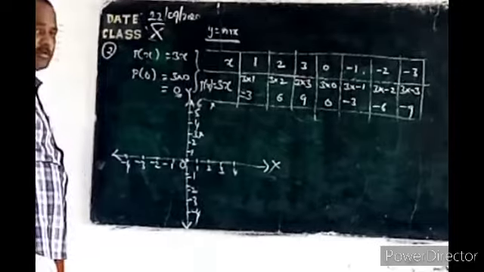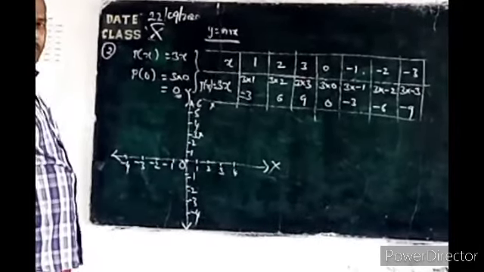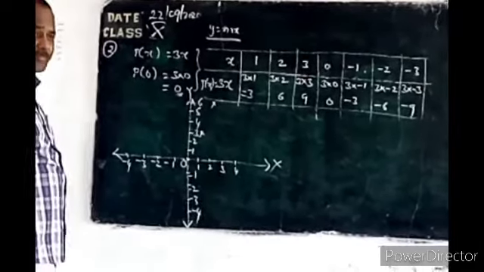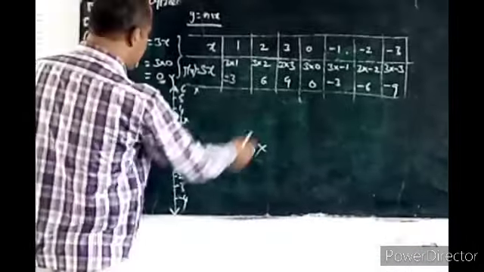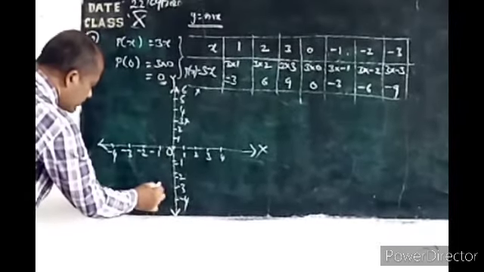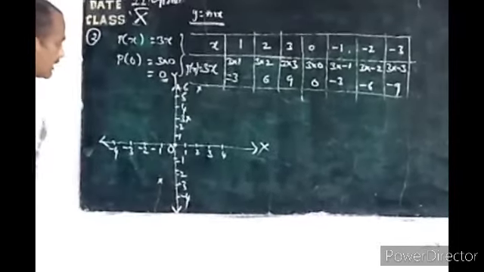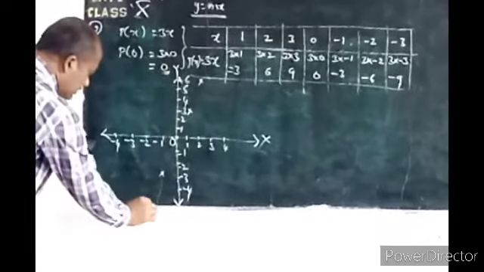When x is 0, the value is 0. We are getting that one on the origin only. Next, p of x when x is equal to minus 1. What is the value? Minus 3. So minus 3. Next, minus 6.